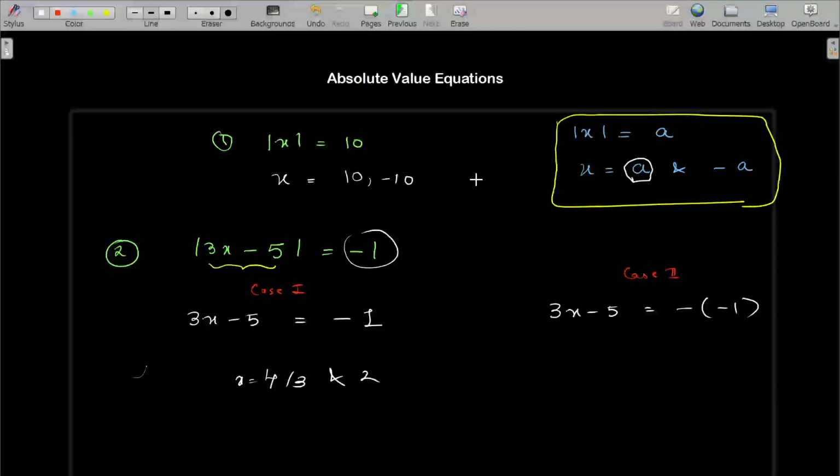Now I was doing this question with another student of mine, and when I told him that this is the solution, a and negative a, he solved just the first equation. He got 4 over 3, and he thought that the other solution would be negative 4 over 3, like for this one. That's a very common mistake that students make. The answer is not necessarily supposed to be the opposite of the previous solution. It can be an entirely different solution as well.